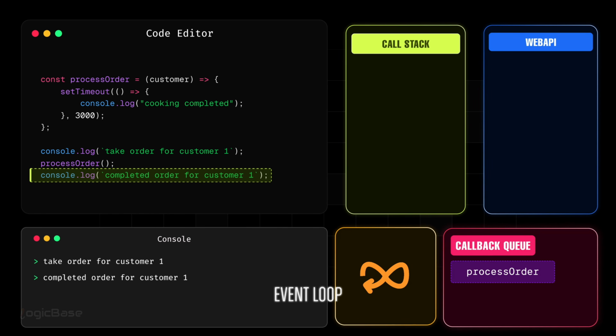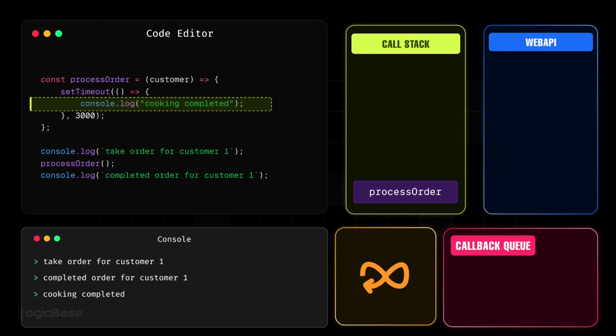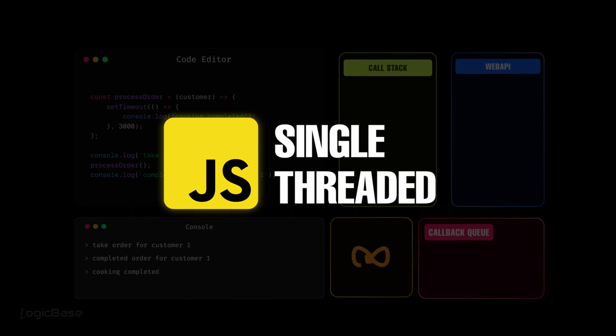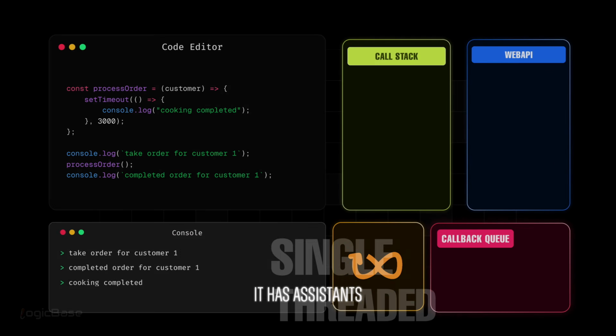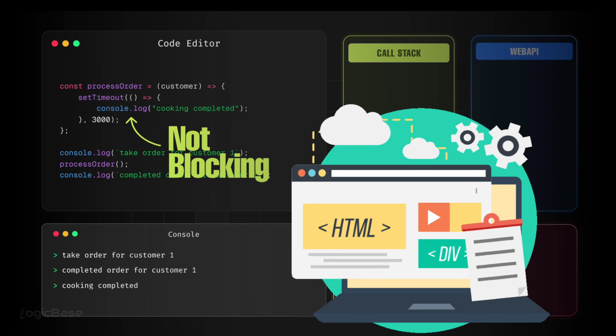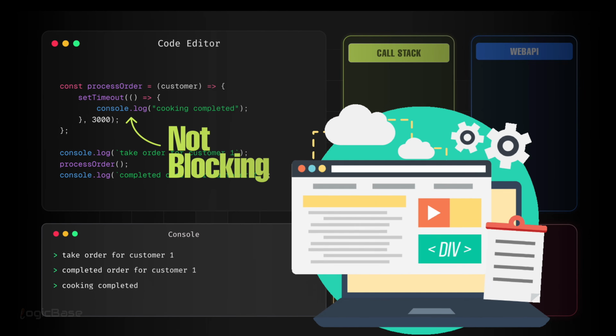Its job is to watch the call stack and the callback queue. When the call stack is empty, the event loop takes the first task from the queue and pushes it onto the stack for execution. This is how JavaScript performs multiple tasks despite being single-threaded. It has assistants. This non-blocking approach ensures the user can still interact with the UI while heavy tasks happen in the background. However, this creates a new challenge: flow control.